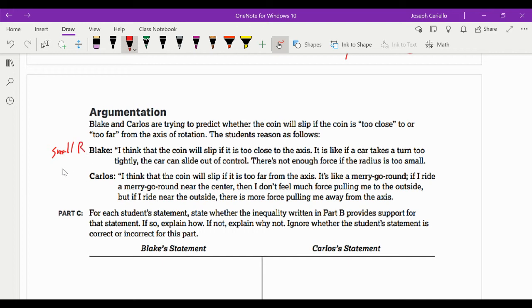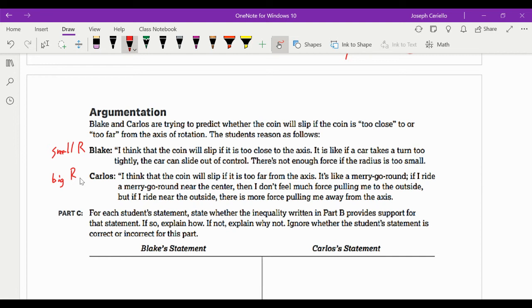Small r. And Blake is arguing for big R. But let's read what Blake said. I think that the coin will slip if it is too far from the axis, if R is really big. It's like a merry-go-round. If I ride a merry-go-round near the center, then I don't feel much force pulling me to the outside. That's an interesting way to say that. But if I ride near the outside, there is more force pulling me away from the axis.